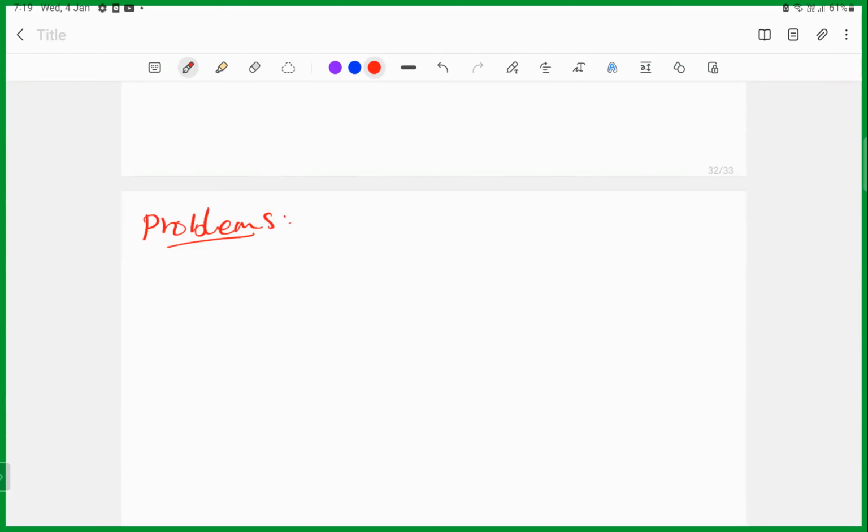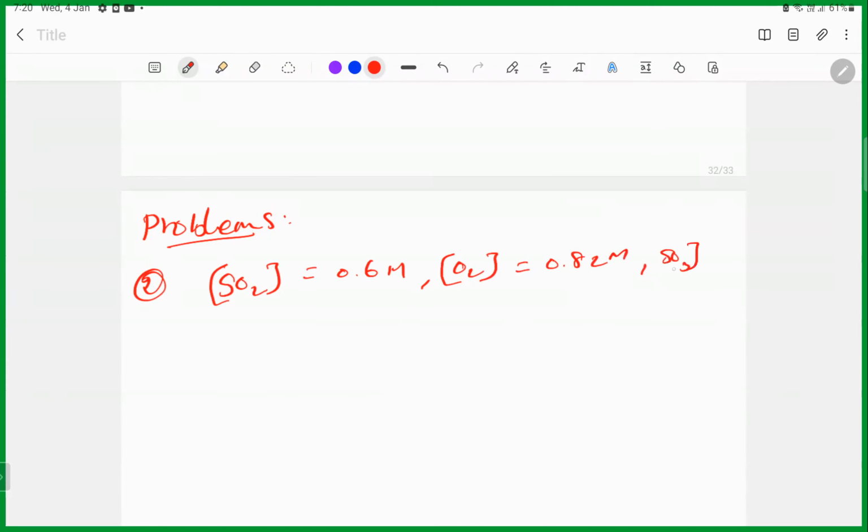So what is the Kc of the following? Second question. What is the Kc of the following equilibrium when the equilibrium concentration of substance, SO2 is equal to 0.6 molar, O2 is equal to 0.82 molar, and SO3 becomes 1.90 molar? Then what is the Kc equilibrium constant?